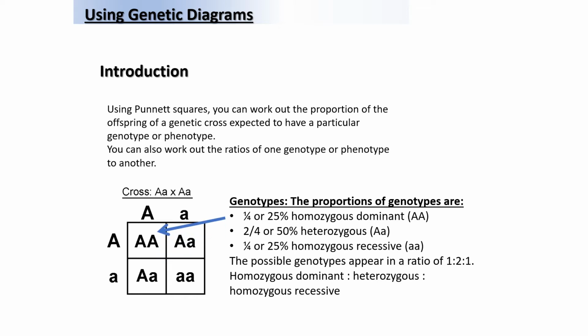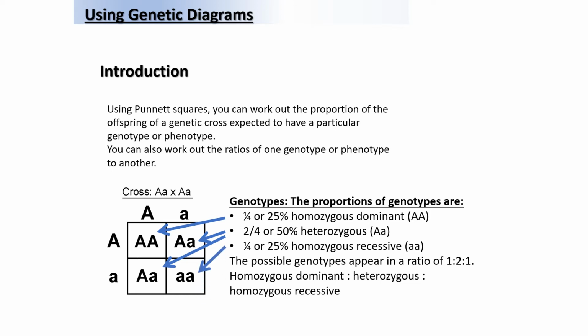the first box, both capital A and capital A. The percentage of this is 25%. Both of them capital, that's why this is homozygous dominant. Second one, capital A and small a. The percentage of this is 50%. This is heterozygous because it contains dominant and recessive both.